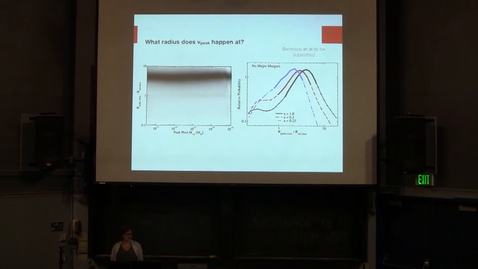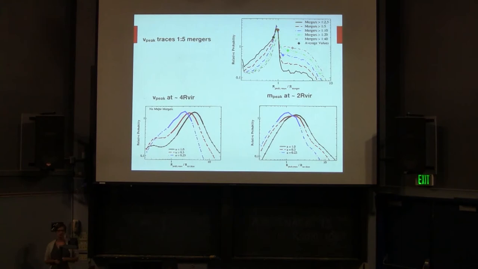It turns out that V-peak is really tracing mergers. V-peak increases in a way that the mass doesn't, because in a merger the concentration changes. So V-peak is actually a very good tracer of the last 1-to-5 ratio merger. And even though V-peak happens at roughly 4 R-vir, M-peak happens at about 2 R-vir. That's interesting. On average, halos are starting to get stripped in their mass at roughly 2 R-vir, not at R-vir. And that relates to a lot of results people have found in the literature, that you really see the impact of stripping at those radii.